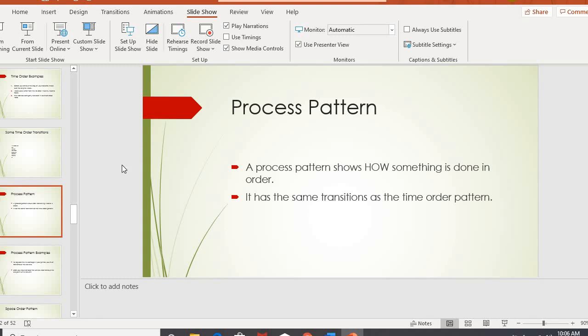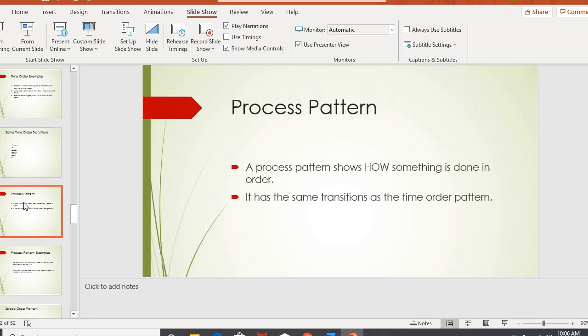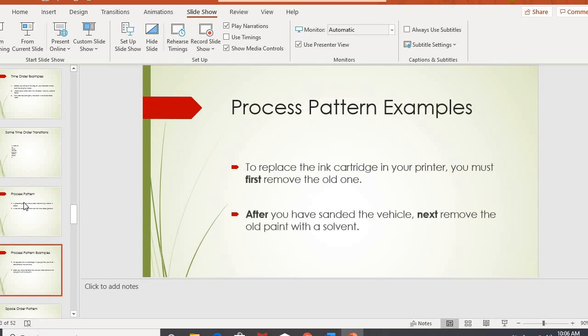And they're going to have the same signal words as time order because it's still going to show you how something's done. So often it'll say, first you need to do this, next you need to do that. So you basically have to look and see, is it answering the question when, or is it answering the question how? So here are some process examples. To replace the ink cartridge in your printer, you must first remove the old one. After you have sanded the vehicle, next remove the old paint.